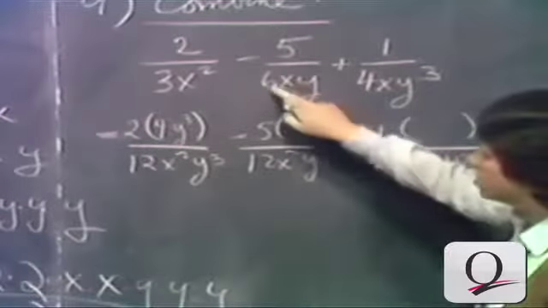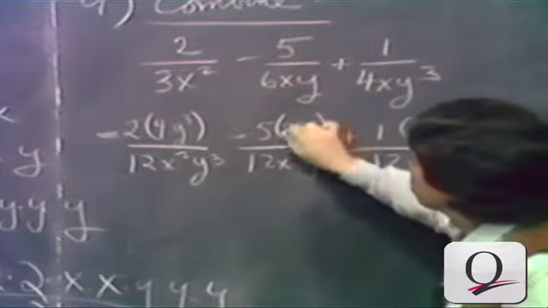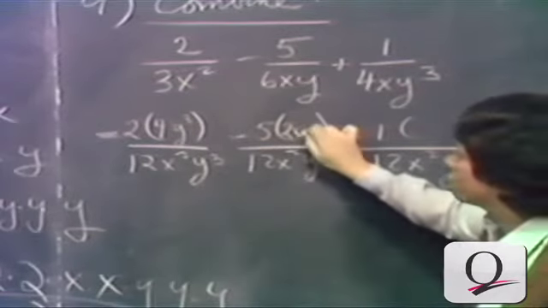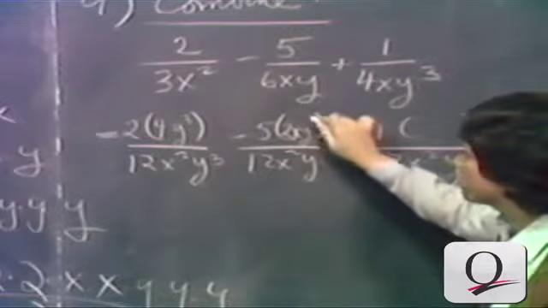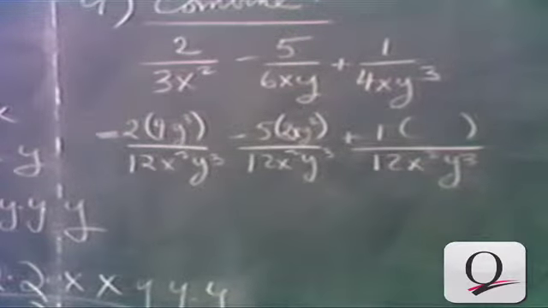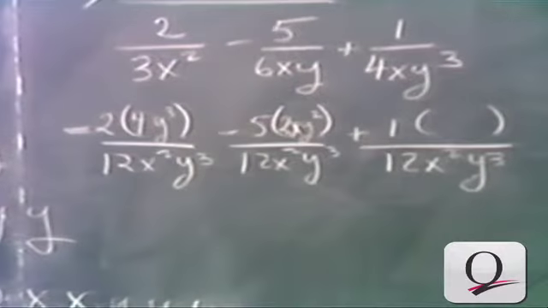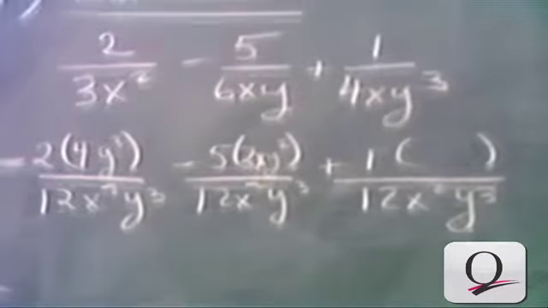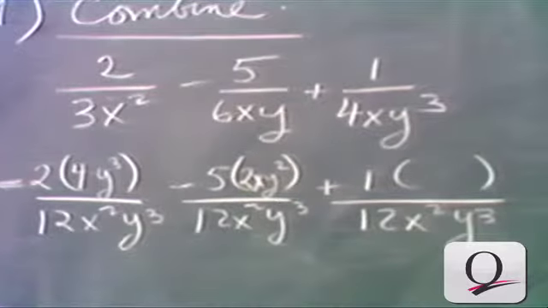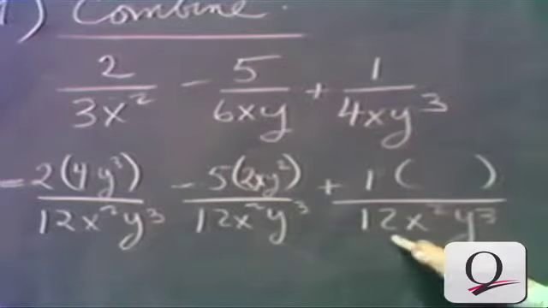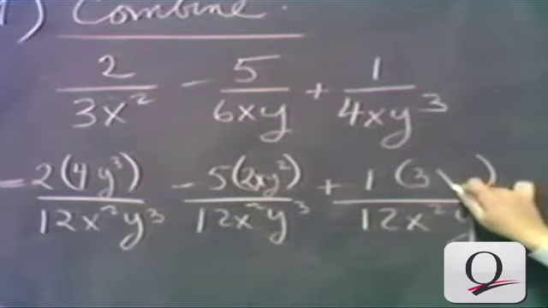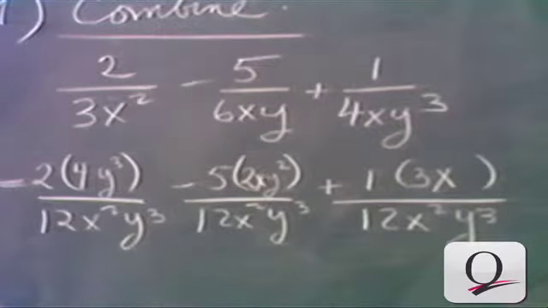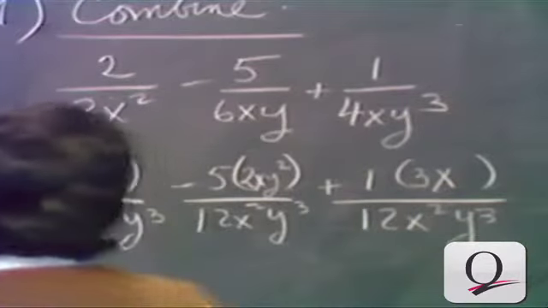Same thing here. To go from 6 to 12, we'd multiply by 2. To go from x to x squared, we'd multiply by x. To go from y to y cubed, we'd multiply by y squared. OK. Here, to go from 4 to 12, we'd multiply by 3. From x to x squared, we'd multiply by x. Y cubed to y cubed, we'd multiply by 1. So we multiplied the numerator by 3x, because that's what the denominator was multiplied by.